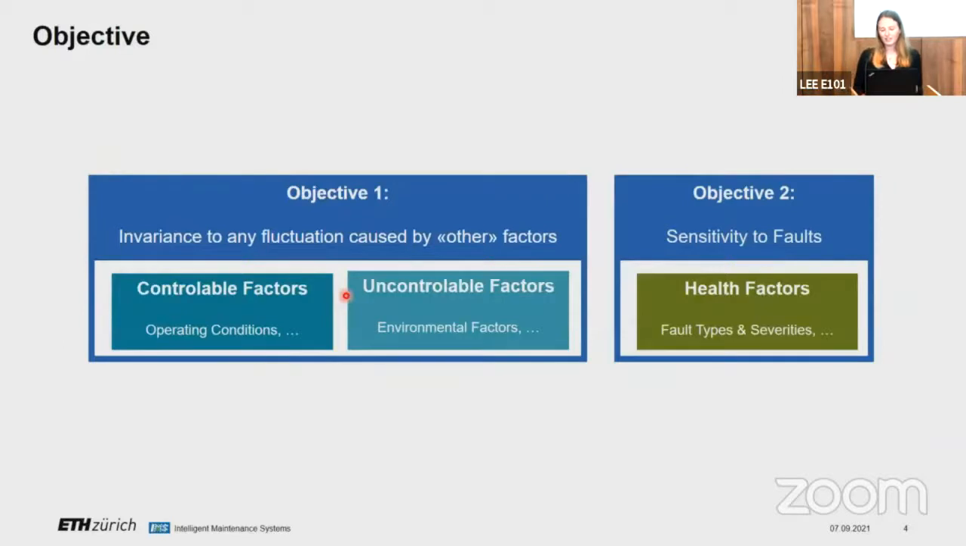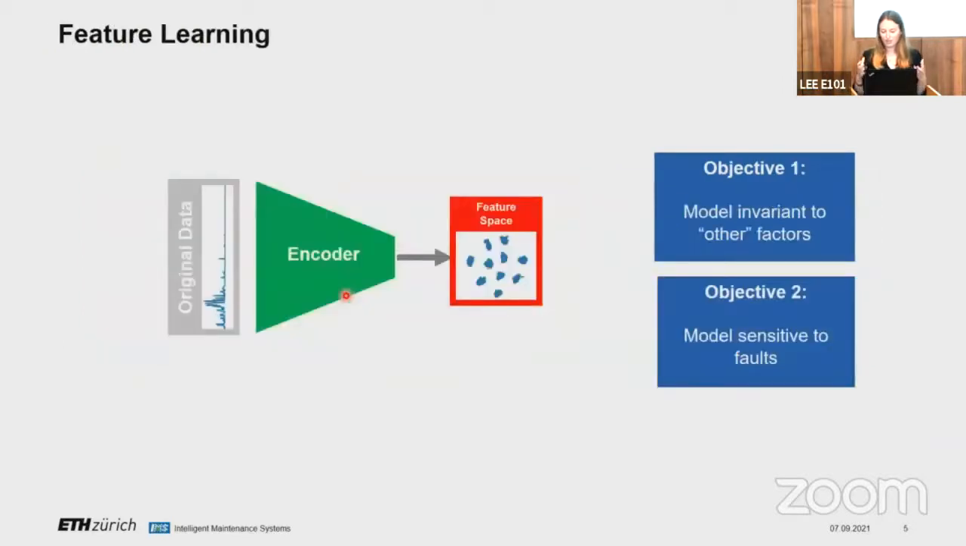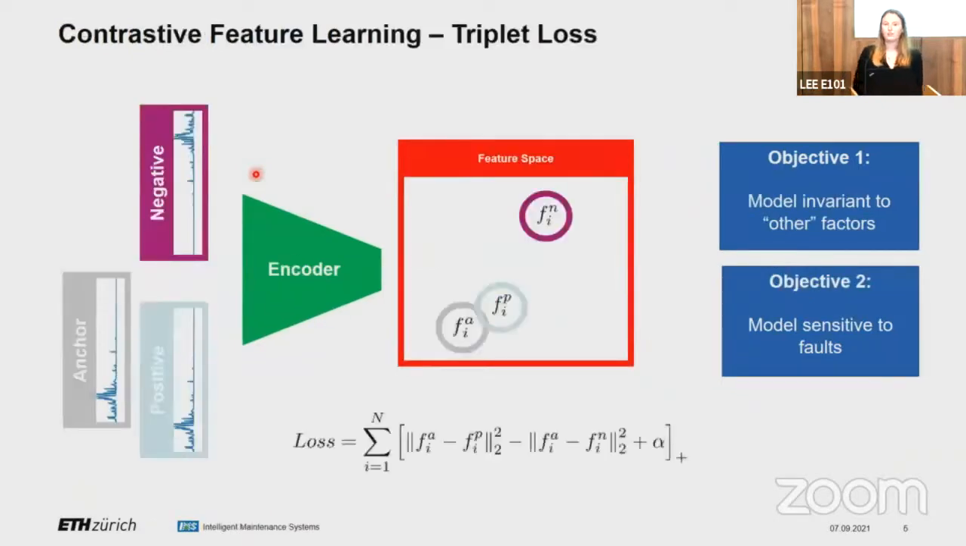We decided to try to achieve that by learning a suitable feature space. So what we did, we trained an encoder model, which is simply a convolutional neural network, where we pass the condition monitoring data that we have and just project it into a smaller dimensional space. And we want to do it such that we can achieve both of these objectives. And we do this by employing the triplet loss.